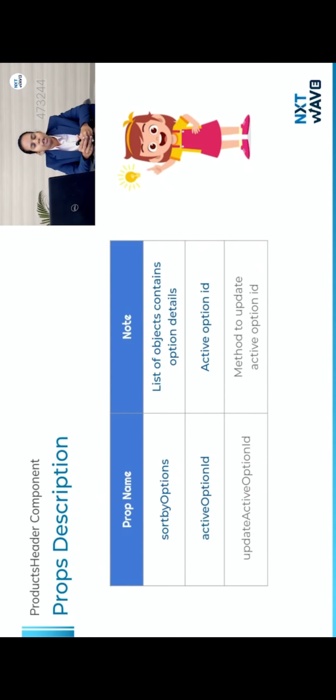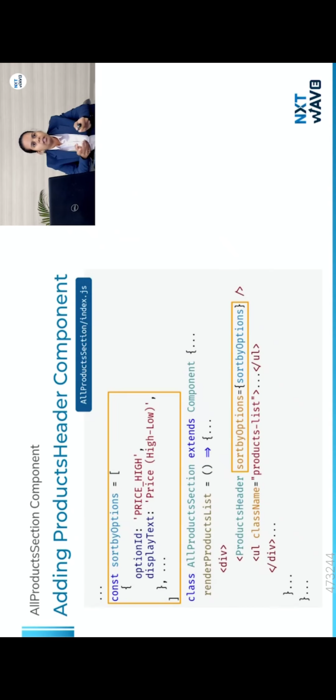Okay, so now to the products header, there are various props that we need to pass. Okay, we got a brief understanding before, right? So firstly, we have to send the sort by options, the list of option details that need to be displayed, and then the active option ID, that is, currently which drop down has to be selected, that information. Okay, and then the update active option ID, the callback function. Okay, so firstly, let's focus on sort by options and active option ID.